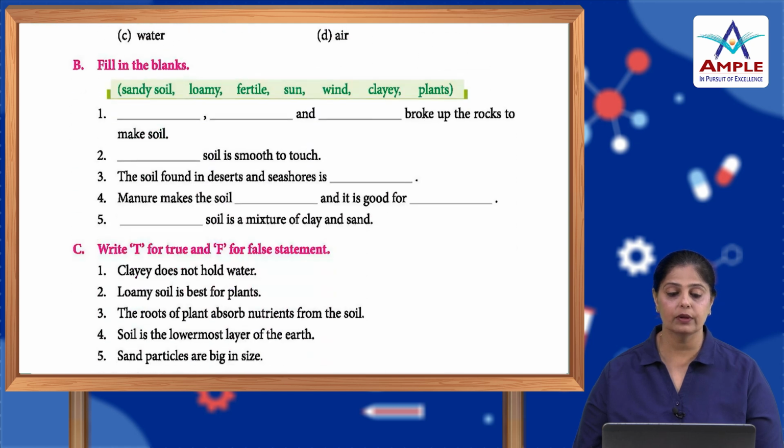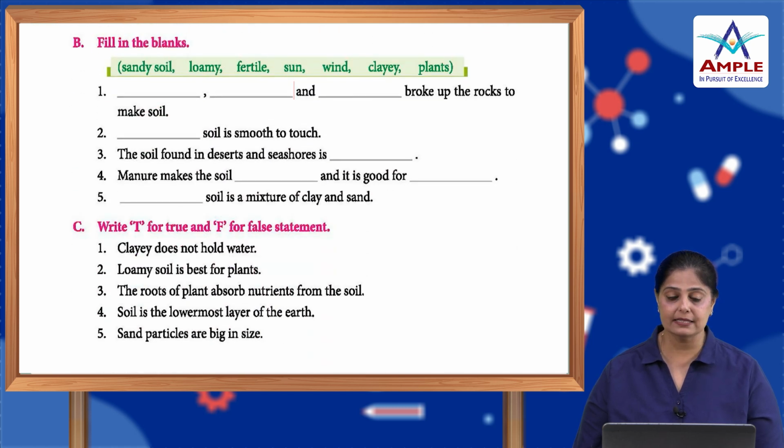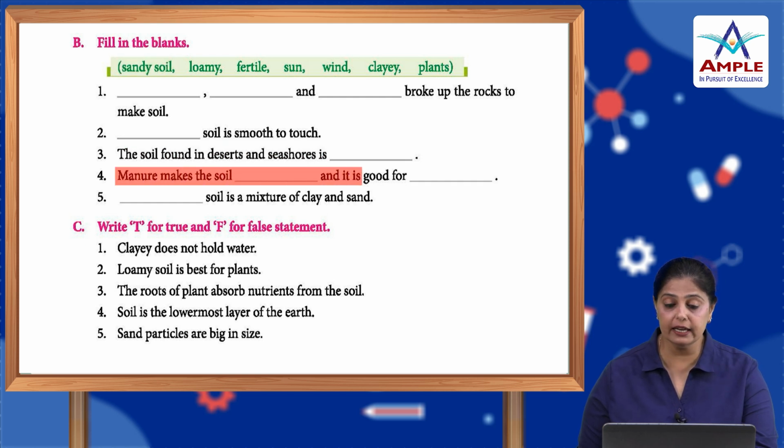Sun. Okay. Fill in the blanks. Dash, dash and dash broke up the rocks to make soil. It is the sun, the wind and rain. Now, dash soil is smooth to touch. Which is smooth to touch? The clay soil. The soil found in deserts and seashores is sandy soil. Manure makes the soil fertile and it is good for plants. Dash soil is a mixture of clay and sand, loamy soil.